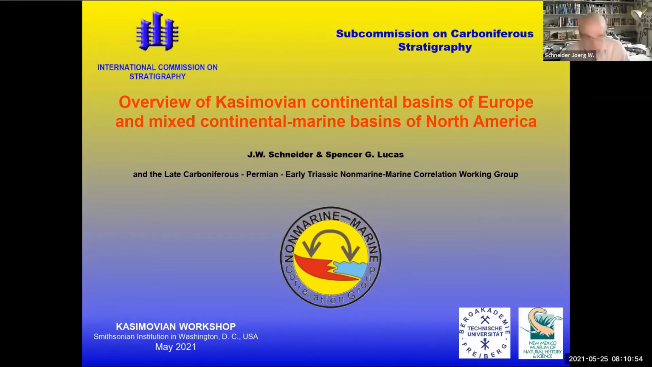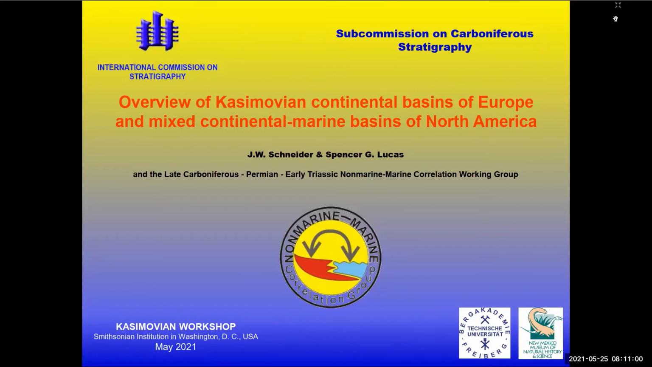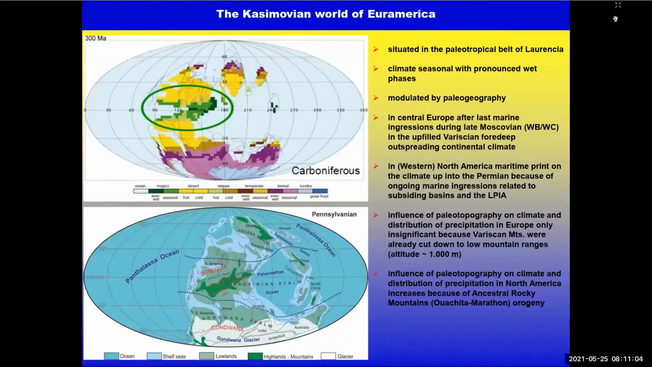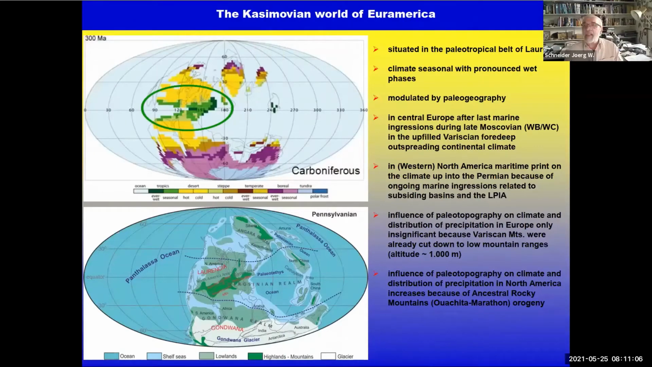It's not big science, just an overview to give you an idea on the non-marine Kasimovian. Next. The Kasimovian world of Euromerica. Euromerica was situated in the paleotropical belt of Laurentia. Climate was seasonal with pronounced wet phases, of course, modulated by the paleogeography.